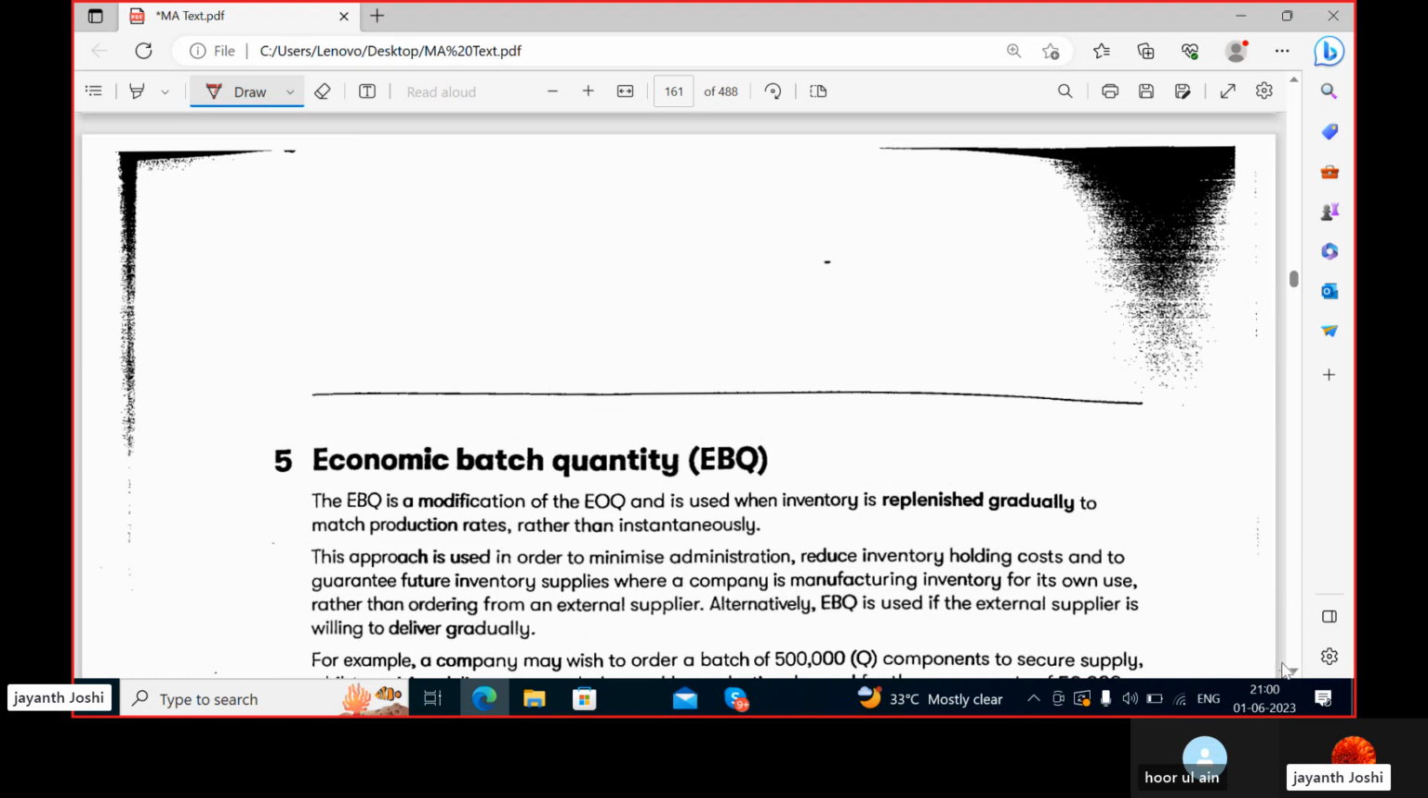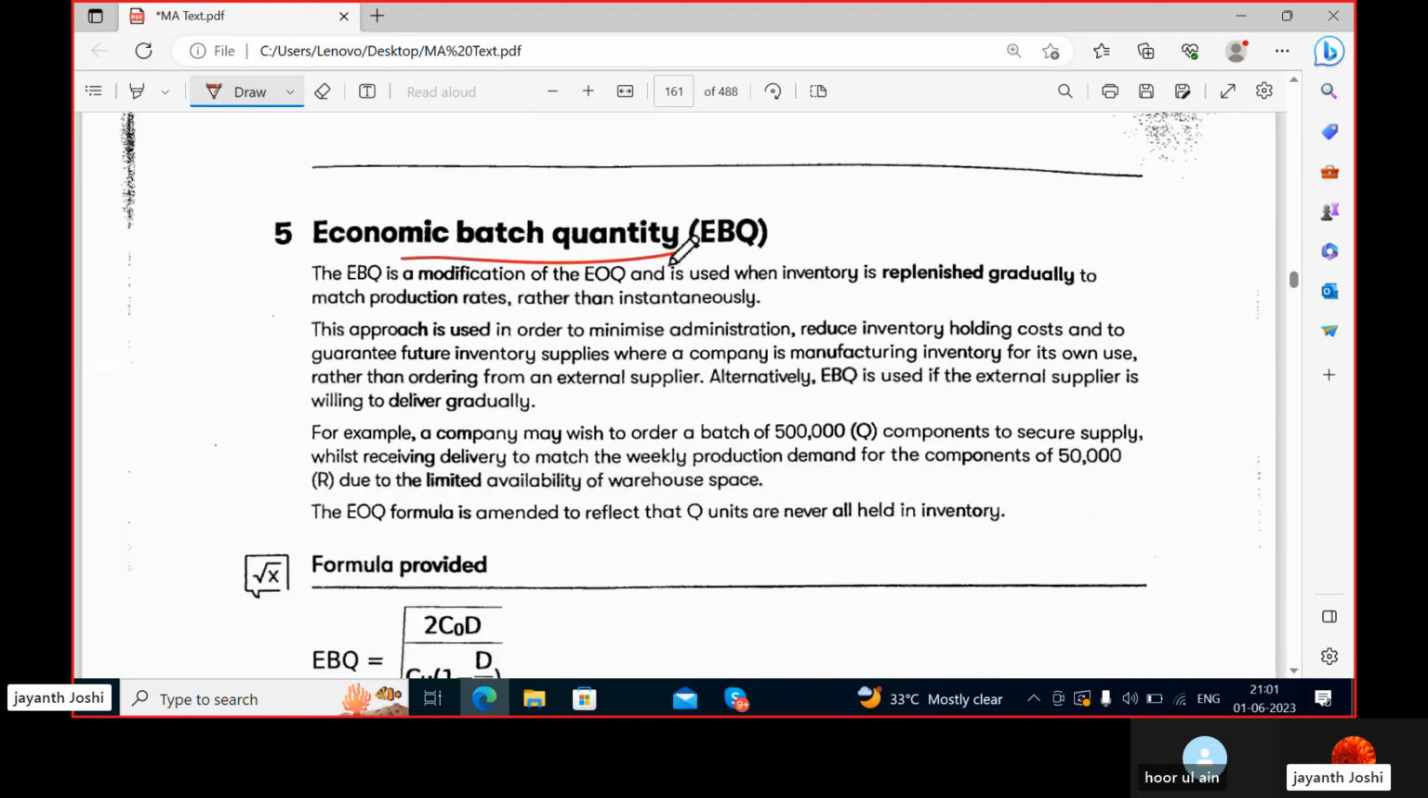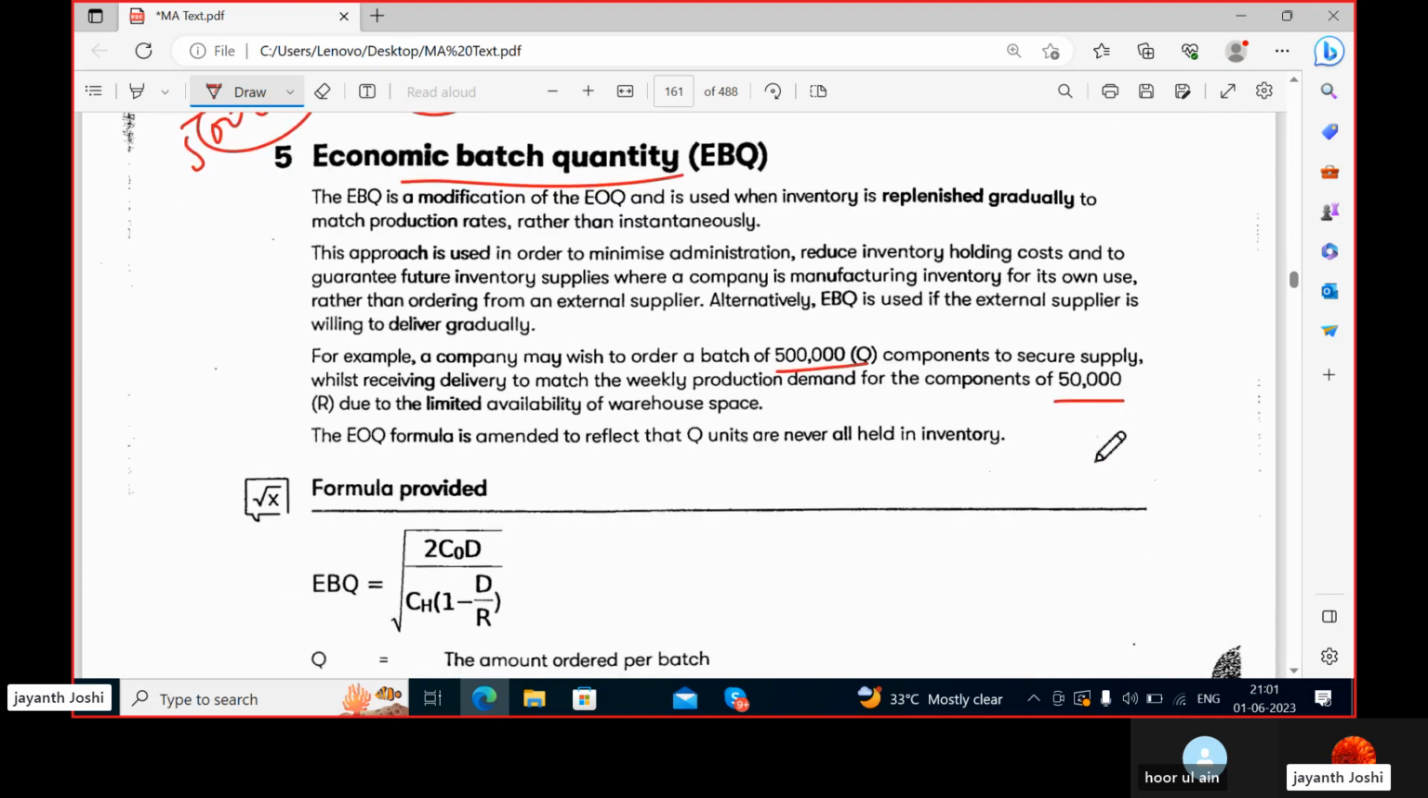Now, economic batch quantity. What is economic batch quantity? What's the difference between economic order quantity and economic batch quantity? If you order in 500 units, then EOQ is better for you. But if you are going for very bulk purchases, a mammoth or huge quantity of material, then economic batch quantity comes into picture. For example, a company may wish to order a batch of 500,000 components to secure supply, whilst receiving delivery to match the weekly production demand for the components of 50,000. So here you are going for a very bulk purchase. In such scenarios, EBQ is advisable to find, not EOQ.